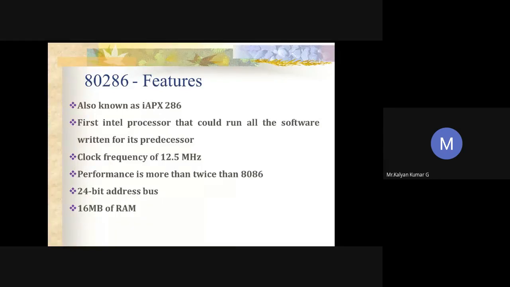And frequency, that is the main point you should remember. The clock frequency there is 5 to 10 megahertz, whereas here it starts from 8 to 10 megahertz. So see the difference, 6 to 10 megahertz.